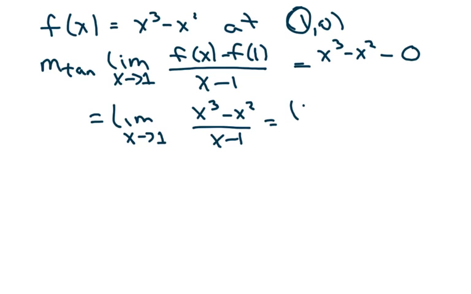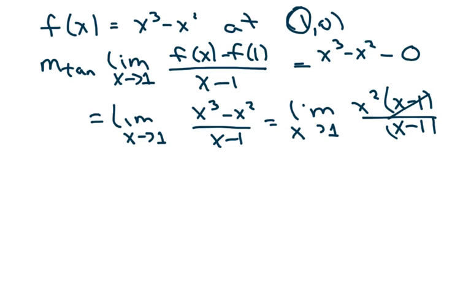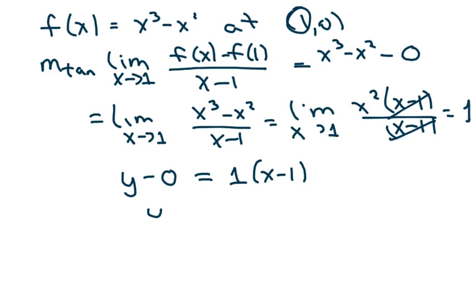as x approaches 1 of x cubed minus x squared over x minus 1. I'm going to factor out the x squared. Sorry again, x squared. And then I have x minus 1 over x minus 1. And this is what our desired result is, so we can cancel this out. Or you can't take the limit because your denominator will be 0. And we find the limit is 1. Okay, you just plug in 1. You get 1 squared is 1. Now we're going to do our equation. So we're going to have y minus 0 equals 1 times x minus 1. So basically our line equals x minus 1.